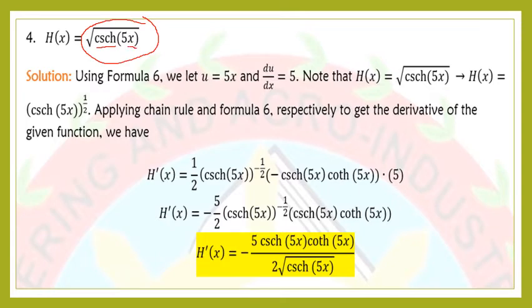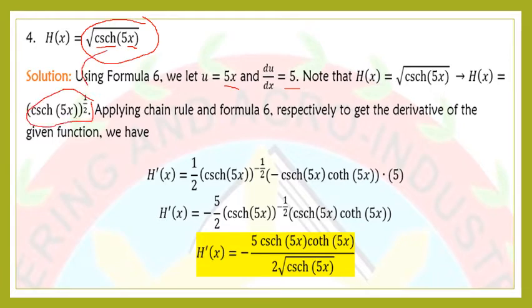Function ni hyperbolic cosecant, excuse me. So we let u is equal to 5x and then derivative of 5x is 5. So note that h of x equals the square root of cosecant h of 5x is equivalent to the cosecant h of 5x raised to the power of 1/2.